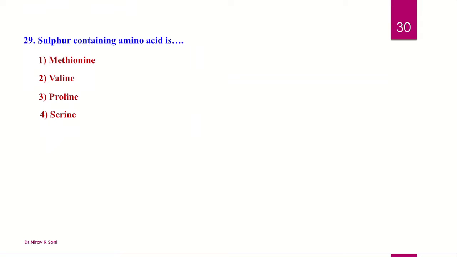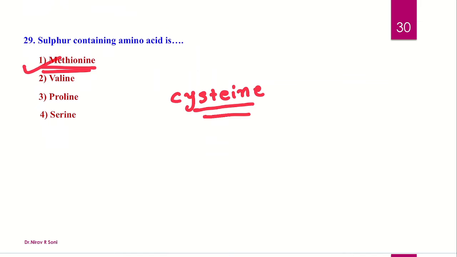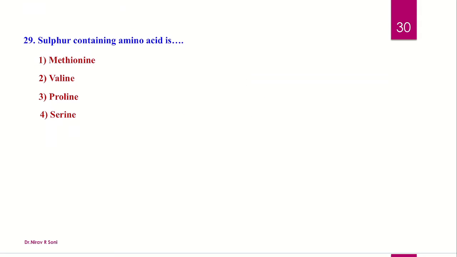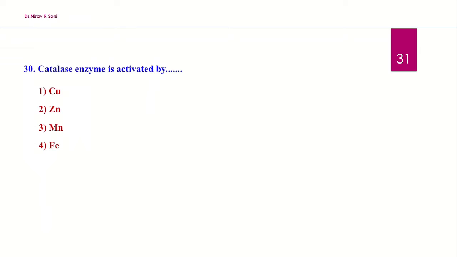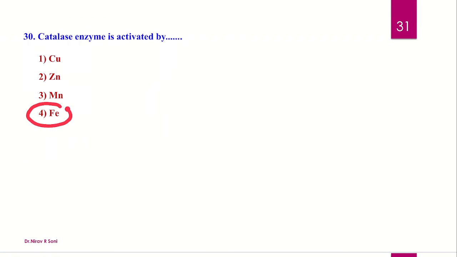Sulfur containing amino acids are cysteine and methionine. Methionine is also here, and you can also remember cysteine. Both amino acids are sulfur containing compounds. Catalase enzyme is activated by Fe.